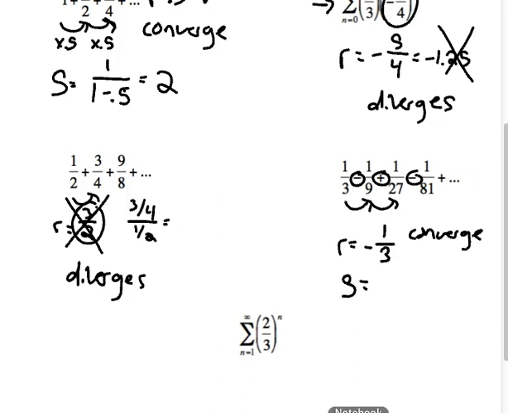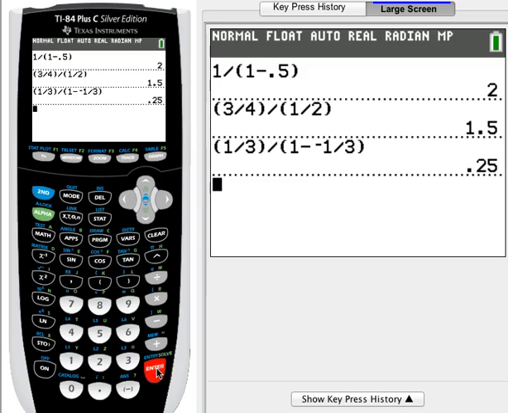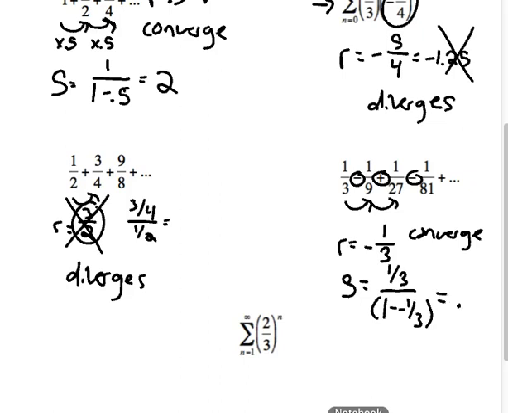So our sum is going to be our first term divided by 1 minus the rate. All right, so let's plug that into the calculator. So our first term is 1/3 divided by 1 minus that rate. And what does that give me? Gives me 0.25. So this series, as it trails off to infinity, is going to be getting infinitely close to summing up to 0.25.